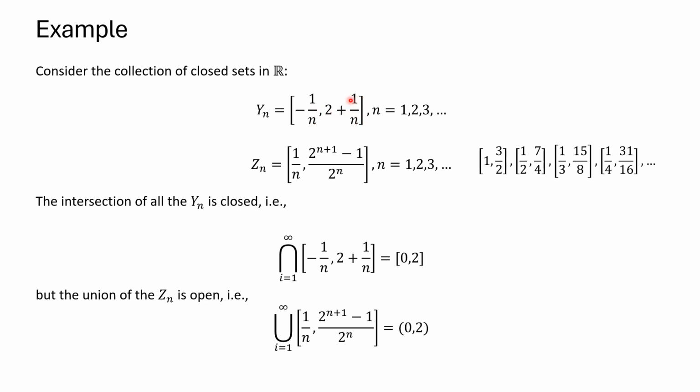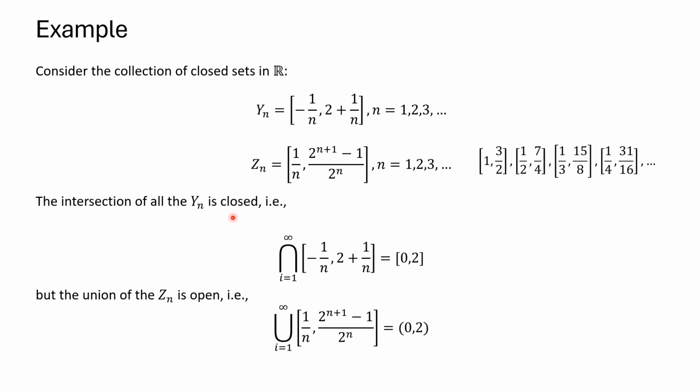So the left side of the closed interval here is approaching 0, and the right side is approaching 2. If you take the intersection, every one of these sets includes 0 and 2. And in fact, that's the only thing in the intersection. So the intersection of the y sub n's, all of which are closed, equals a closed set, which is what we would expect from the theorem on the previous slide.